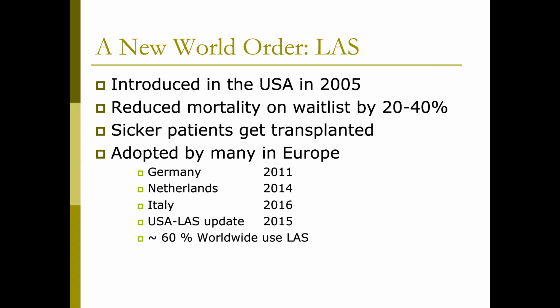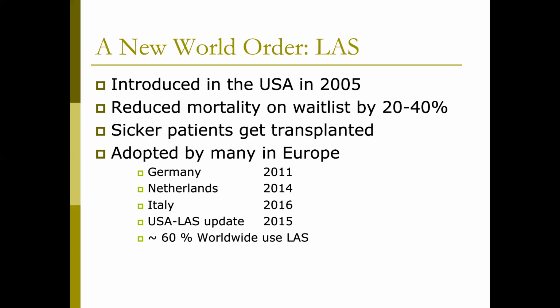We're talking about lung allocation scores being developed and first implemented in the United States in 2005. Germany followed suit in 2011, Netherlands 2014, Italy 2016, and so on. In the United States, we had a little bit of an update and tweaking of those criteria and of those guidelines in 2015. And again, how different the 2005 version was from 2015 is really not a big part of what I want to talk about today.